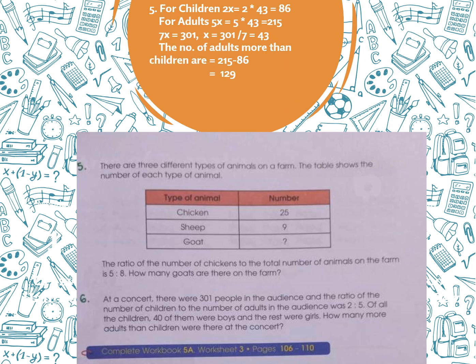Question number 6 says that at a concert there were 301 people in the audience, and the ratio of the number of children to the number of adults in the audience was 2:5. Of all the children, 40 of them were boys and the rest were girls. How many more adults than children were there at the concert?